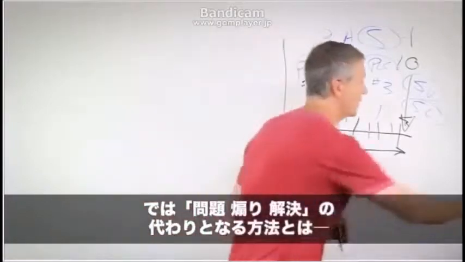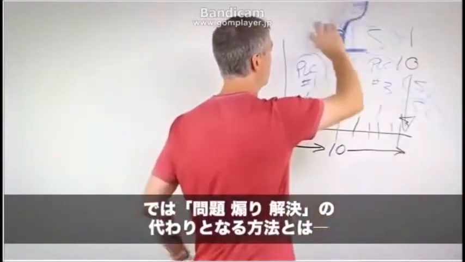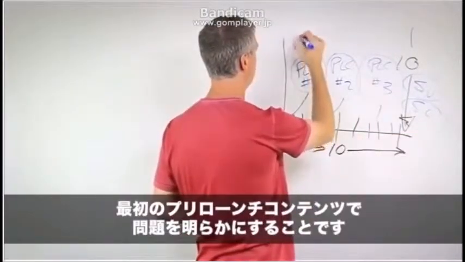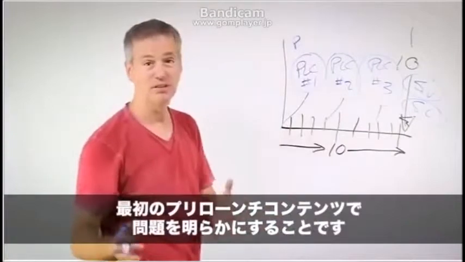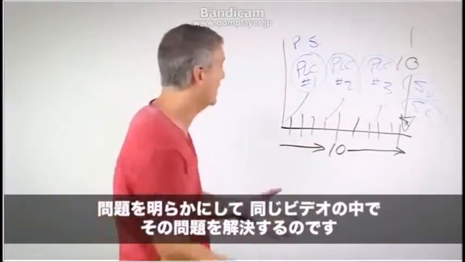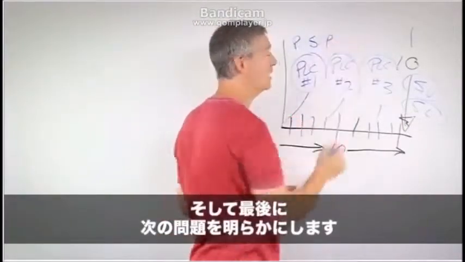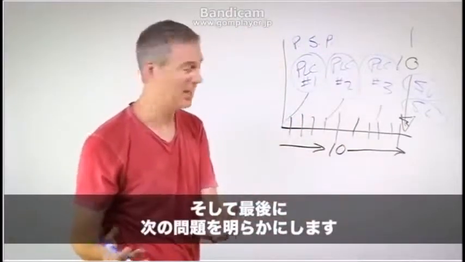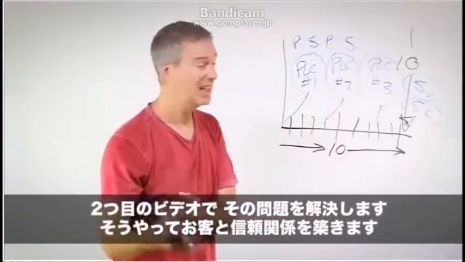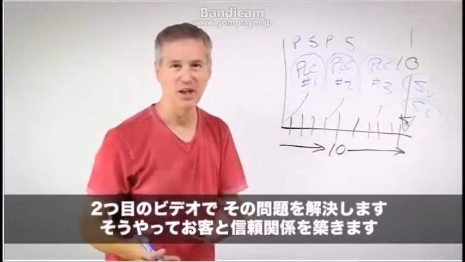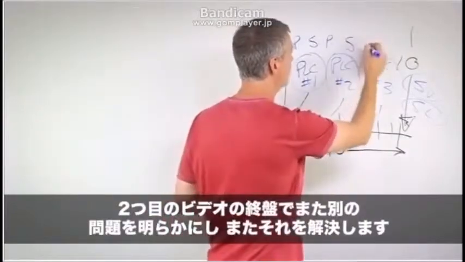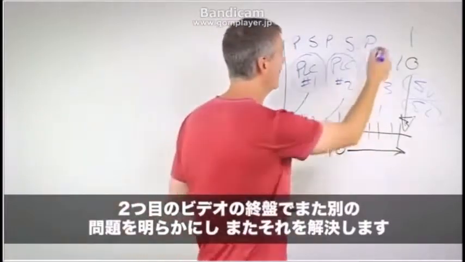But instead of doing this one-time problem, agitate, solve, what we'll do in a launch is we'll define a problem in this first piece of pre-launch content. We'll define the problem, and then we'll actually give the solution in that first piece. And then towards the end of it, we'll define another problem, okay? And then in that second piece, we'll solve that problem. You see what we're doing here is building up trust. We're building up relationship. We're building up rapport.